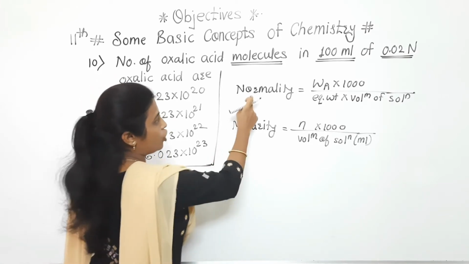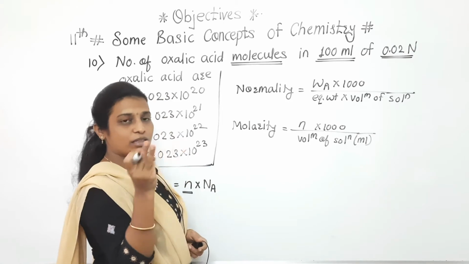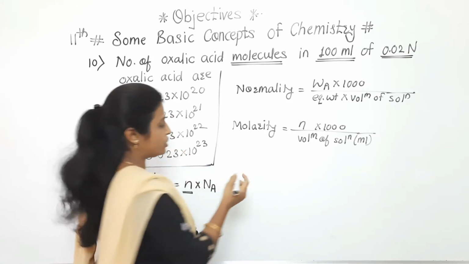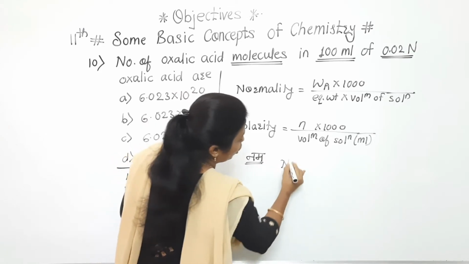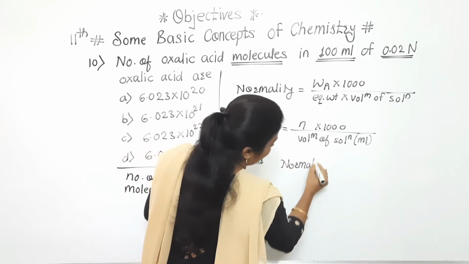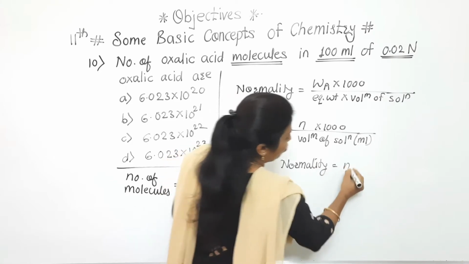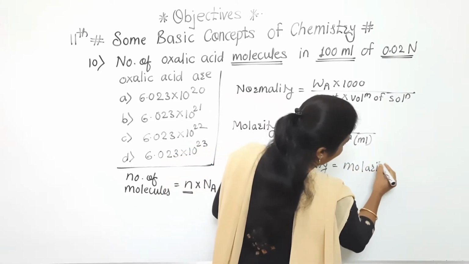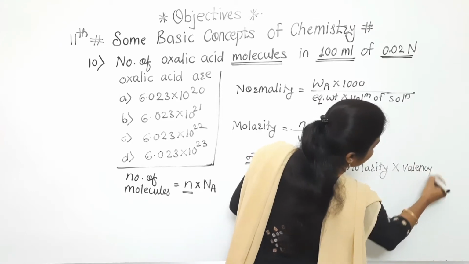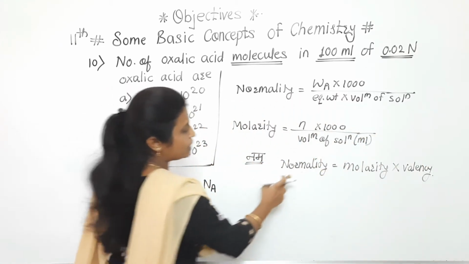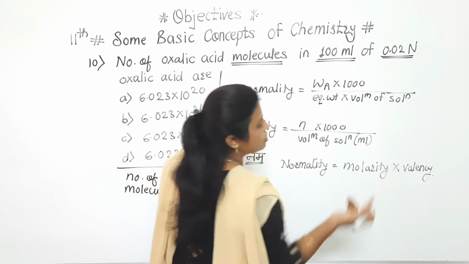Listen, here normality and molarity have a relation between them. What is that relation? Keep in mind: normality is equal to molarity into valency. So this is the formula. In that, normality is known to us, and valency we can find out.